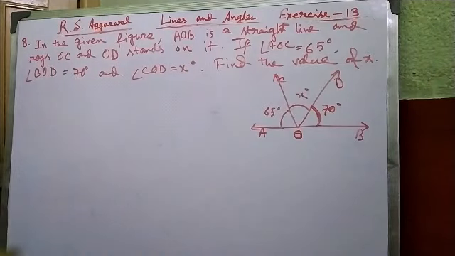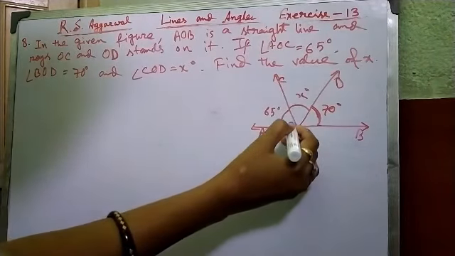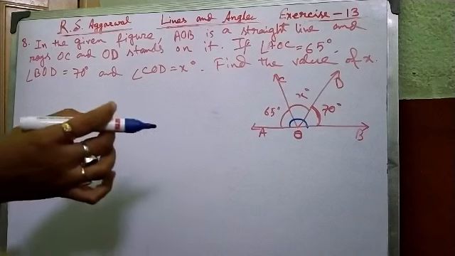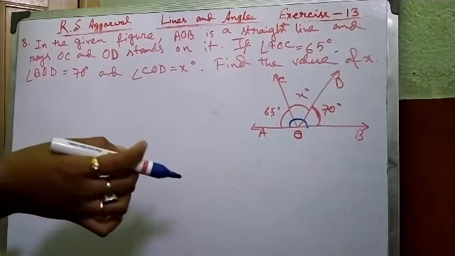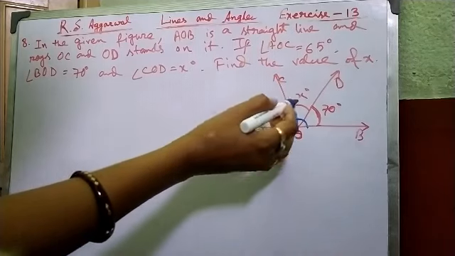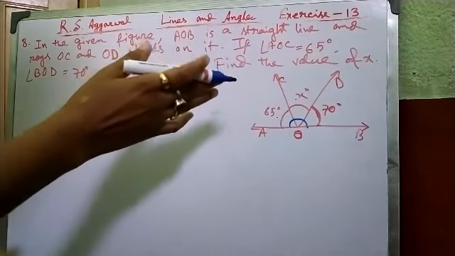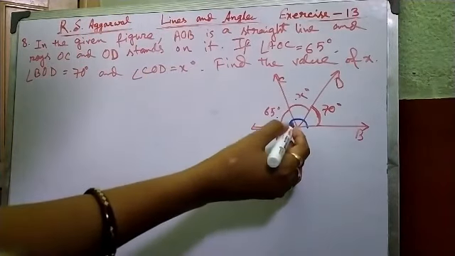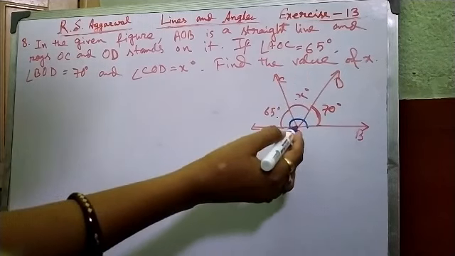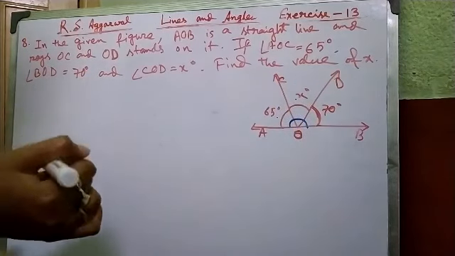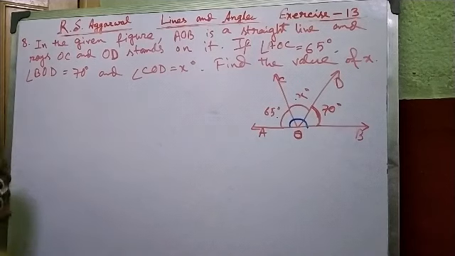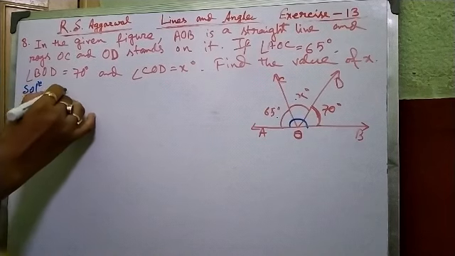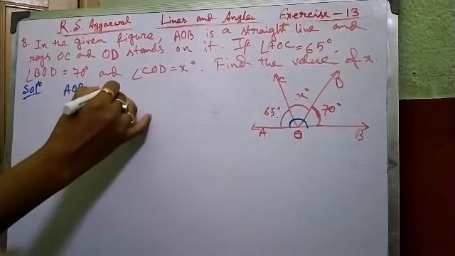So first of all, we know that this is a straight angle, this is 180 degree, and we learnt the property that the sum of all angles formed on the same side of a line is 180 degree. These three angles are all formed on the same side of a line, that's why their sum will be 180 degree. That we will show here. Then we will get the value of x. So let's see here. Solution. AOB is a straight line.